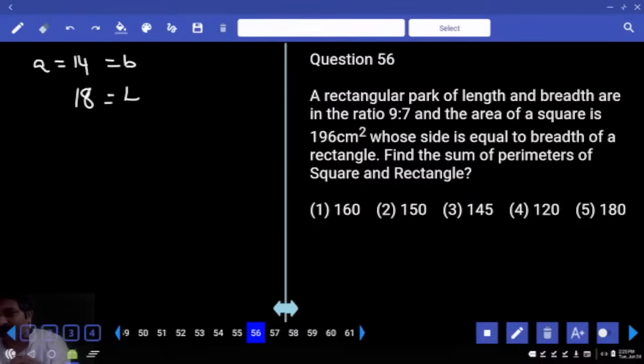Square perimeter 4a, 4 into 14, 56. Rectangle perimeter 2 times of L plus B. L plus B is 32. 2 times of it, 64. Answer 120.